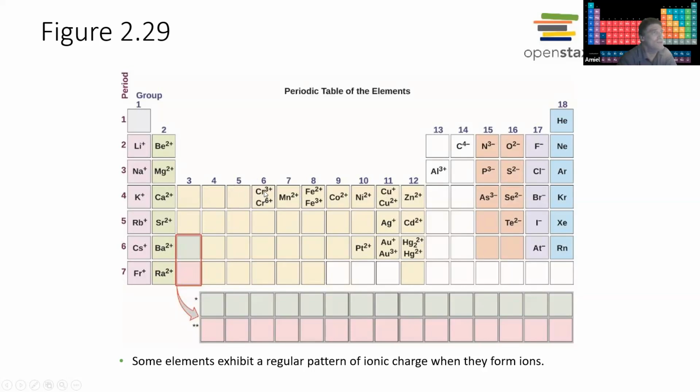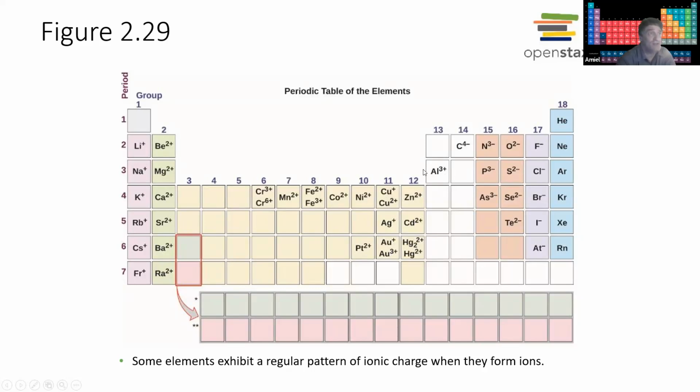Take a look at chromium as a transition metal. Notice that it can have 2 charges. It can either be a +3 or a +6. Iron can either be a +2 or a +3. Copper can either be a +1 or a +2. Gold can either be a +1 or a +3, and mercury is very wonky. It's Hg2, two mercury atoms connected together to make a +2, or you can just have one mercury atom as a +2. Again, a little bit wonky.